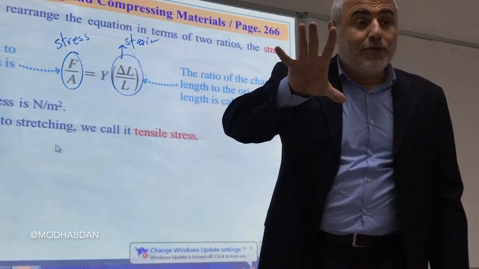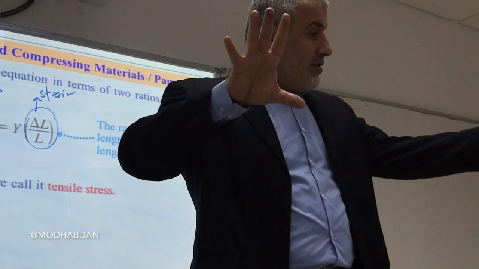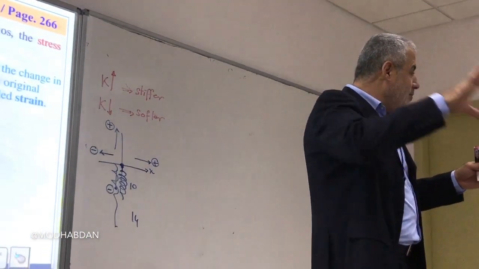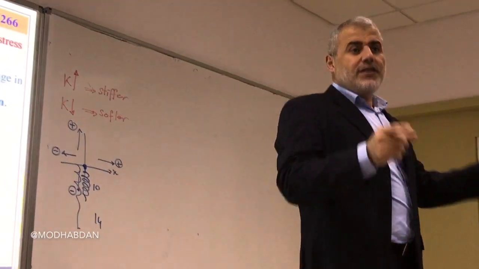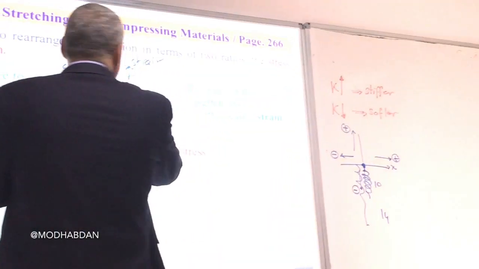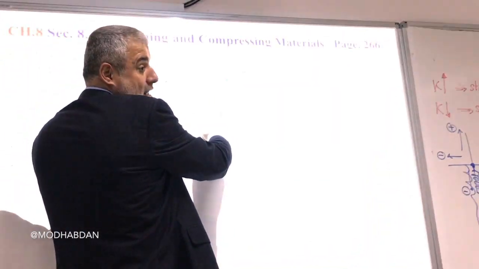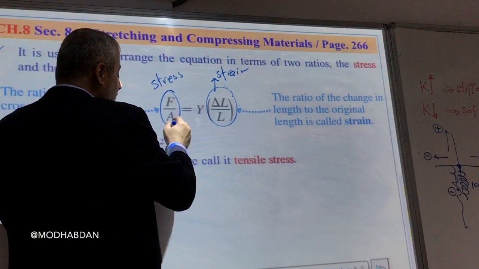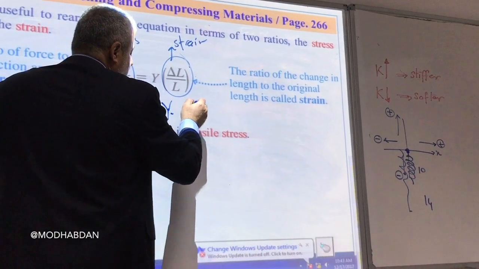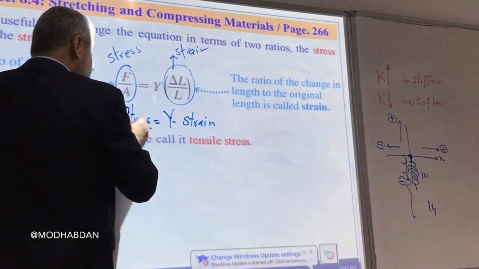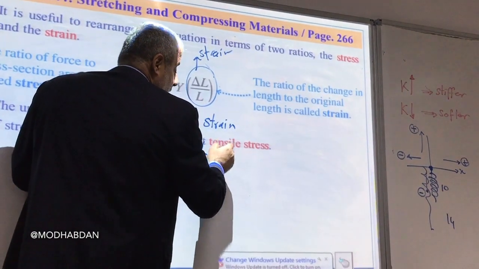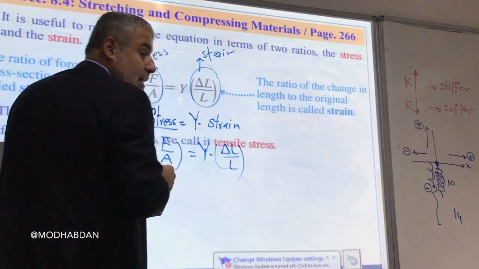If you apply a force, you expect there is a change, a deformation. Now, how much is the change in length compared to the force you apply? This is the stress, and we get the strain. Now, this is the stress and strain, and Y is nothing but simply called Young's modulus. So you can rephrase this as stress is equal to Y times strain. The stress is equal to F over A is equal to Y times delta L over L.